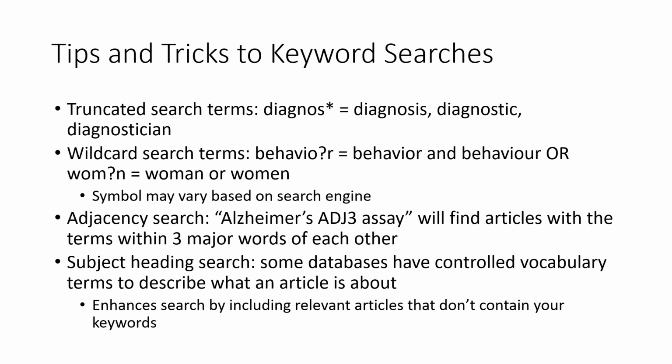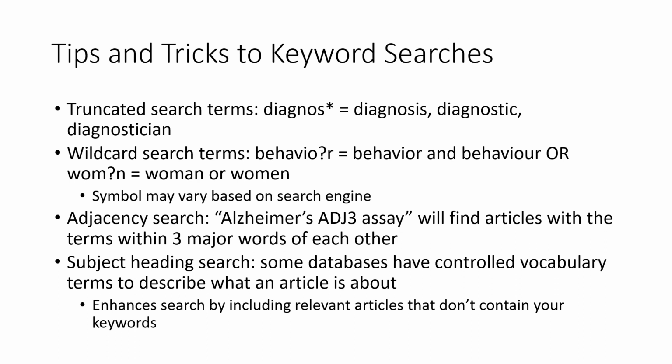and that would give you more search results. You can also use wildcard search terms, where you can put in a question mark. So for example, here in America, we spell behavior with an O-R at the end, whereas an article published by an author from the United Kingdom would have O-U-R, and that might limit your search terms if you're searching for the American version and they published in the UK version. So if you add that question mark, it gets you more search results. Same for woman versus women, but the symbol may vary based on the search engine.